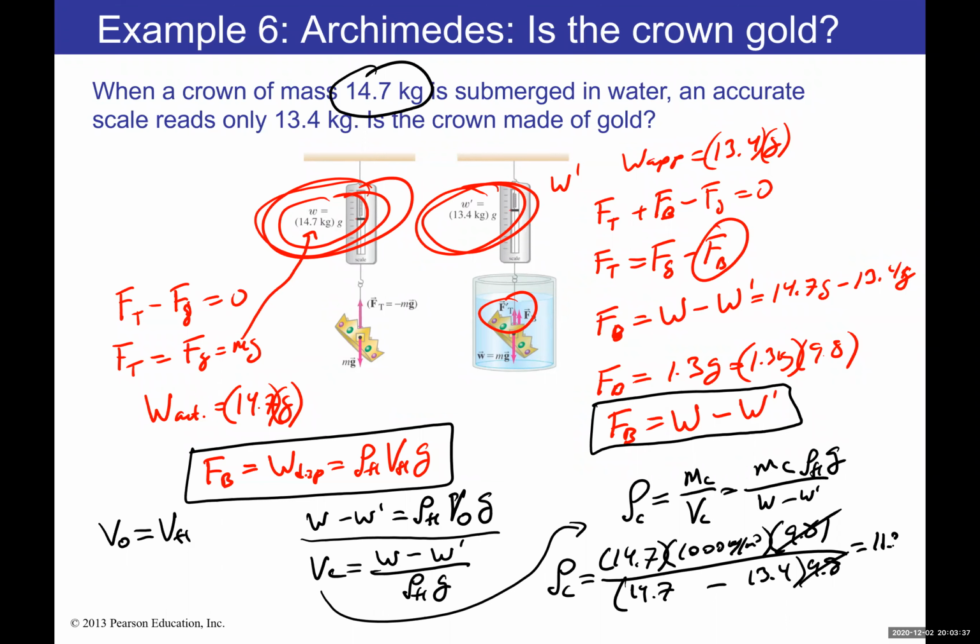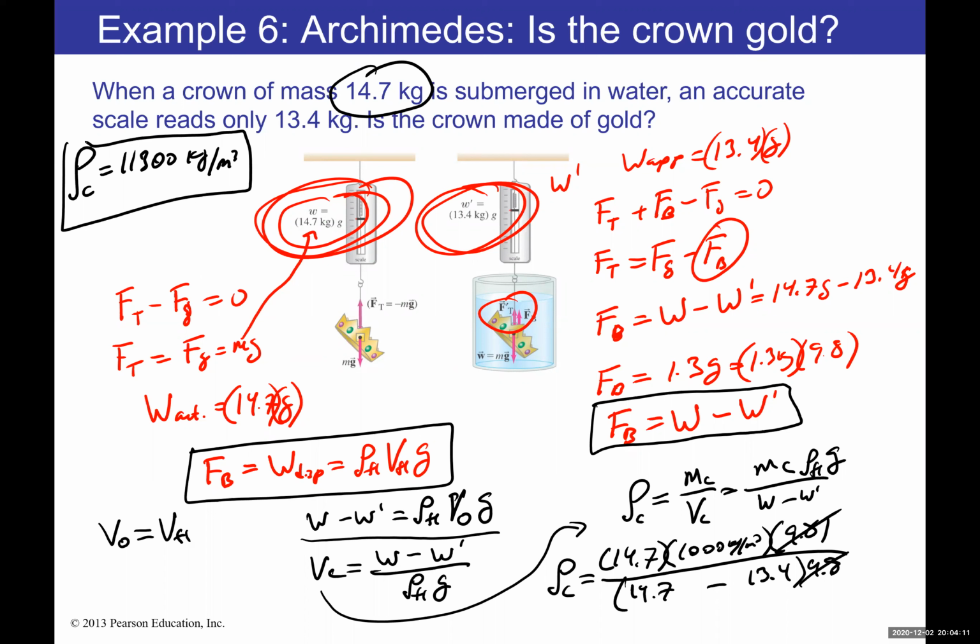So 11.3, or you can say... okay, I don't have room over here, let me write it over here. The density of the crown is 11,300 kilograms per cubic meter. This is definitely not the same as gold, because gold has a density of roughly 19,000 kilograms per cubic meter. That means this is definitely not made of gold. So that's another way of finding the density of the crown.